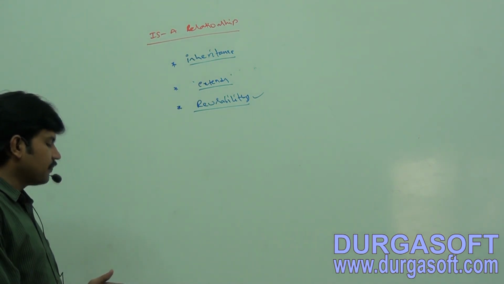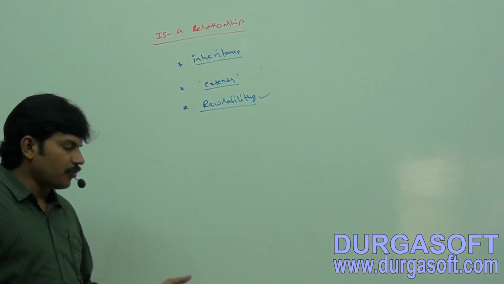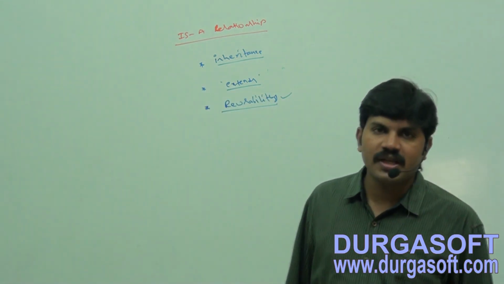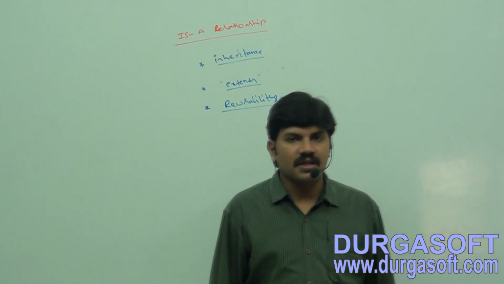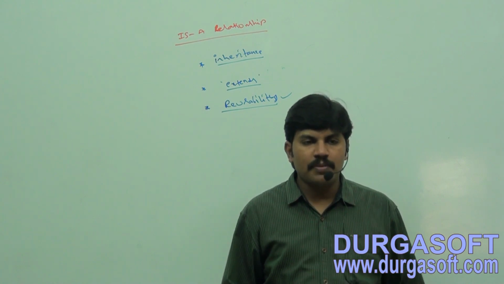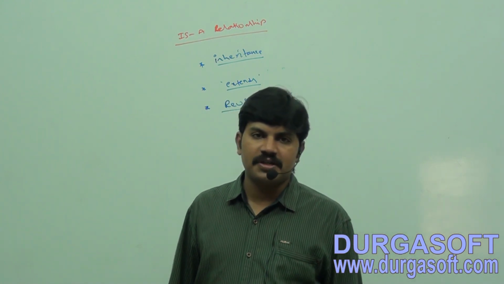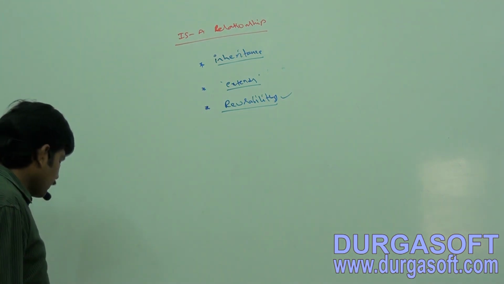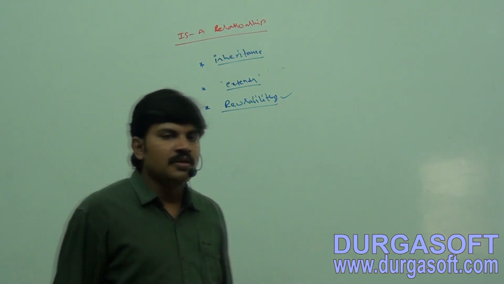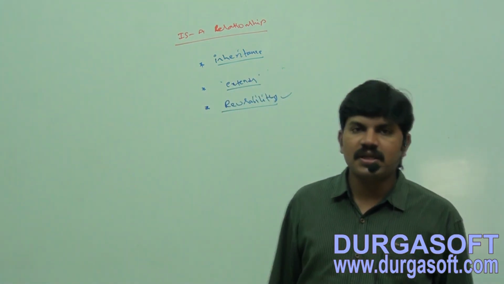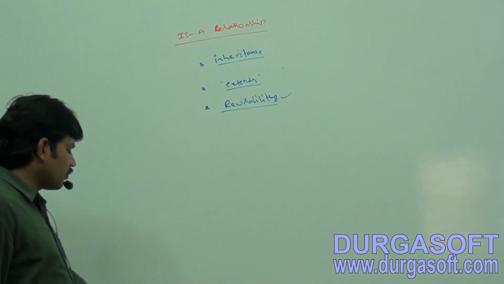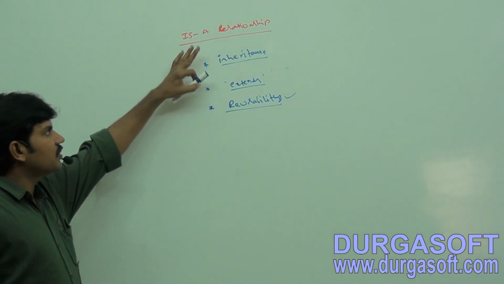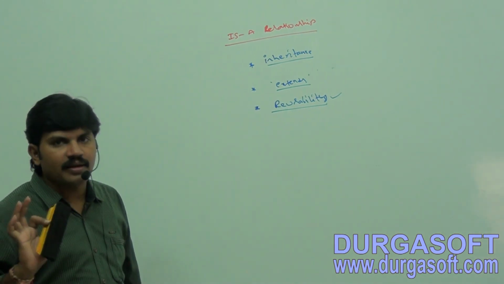Next, third point: by using the extends keyword, we can implement the is-a relationship. Okay, that's all. Are you getting it? So these are three important theoretical outline conclusions.